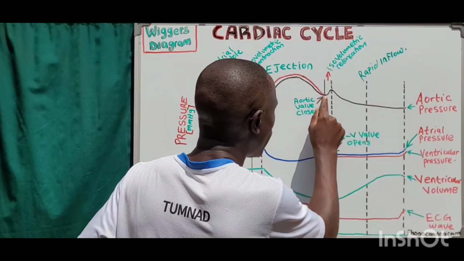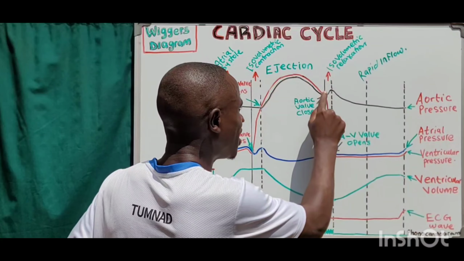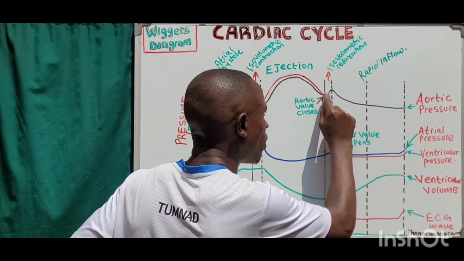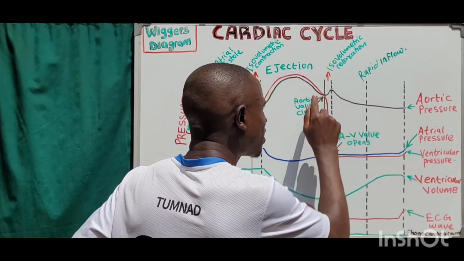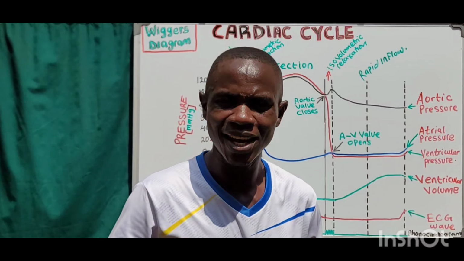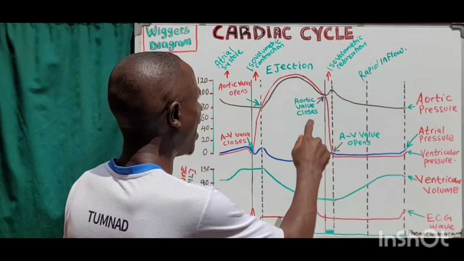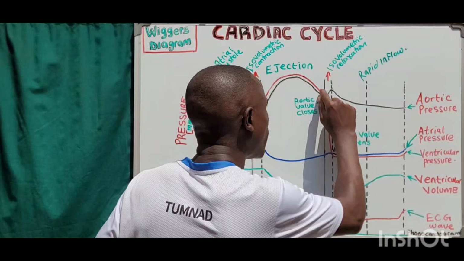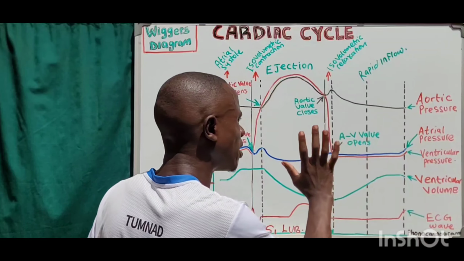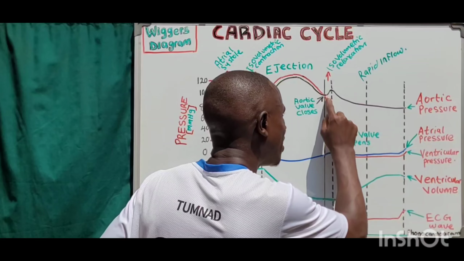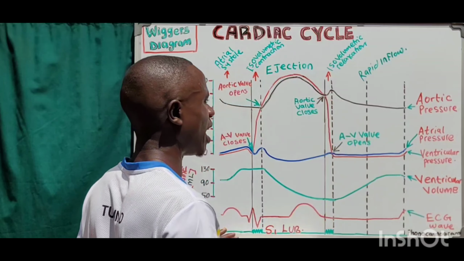But now, when you come over here, you see that the ventricular pressure is becoming less than the aortic pressure. It means here we need to pay much attention again to the status of the different valves. As the ventricular pressure drops, as the ventricles enter the relaxation phase, the ventricular pressure becomes less than the aortic pressure.